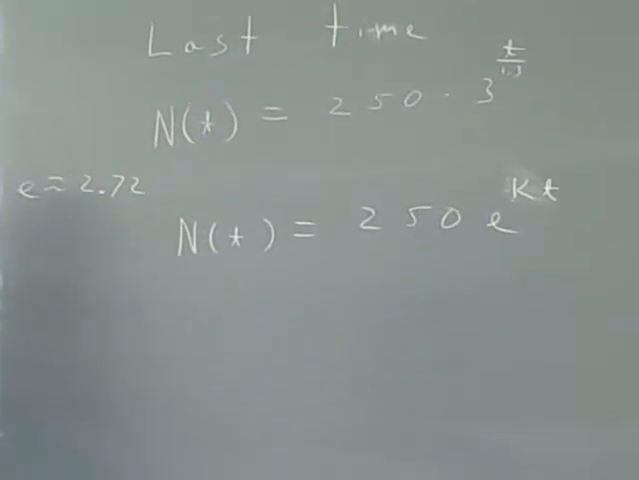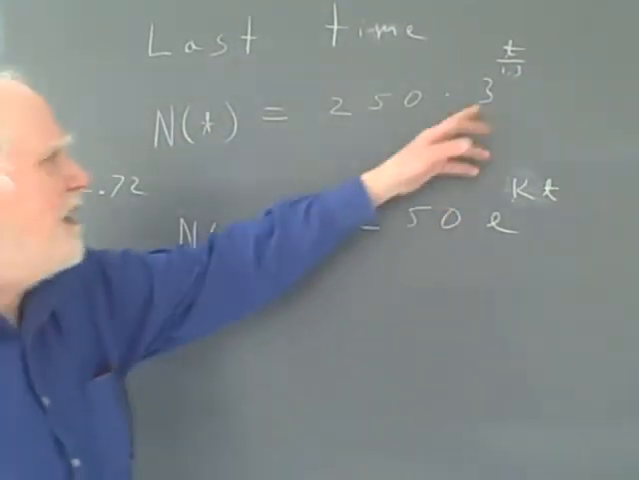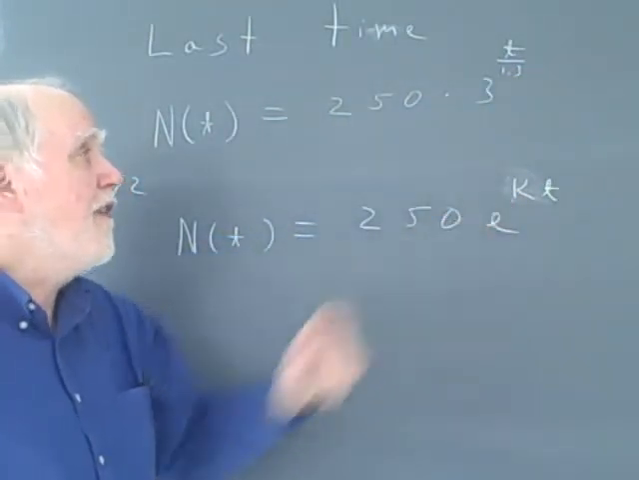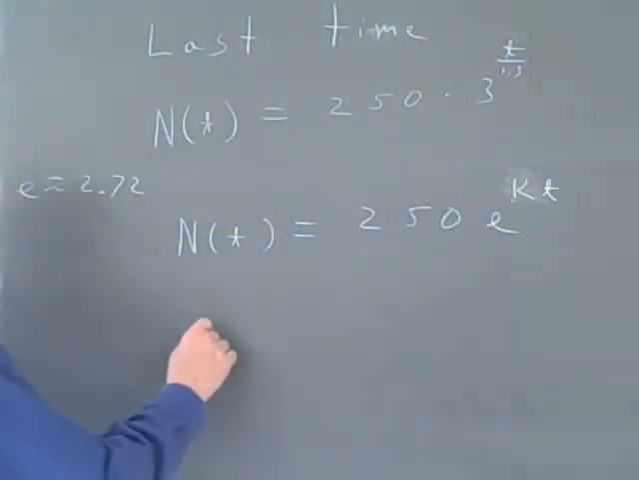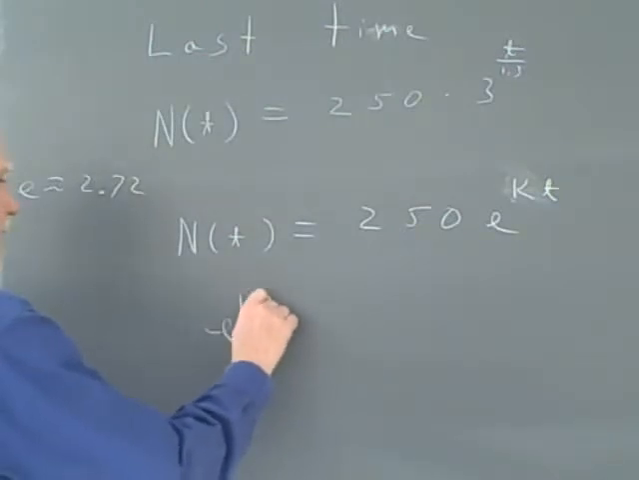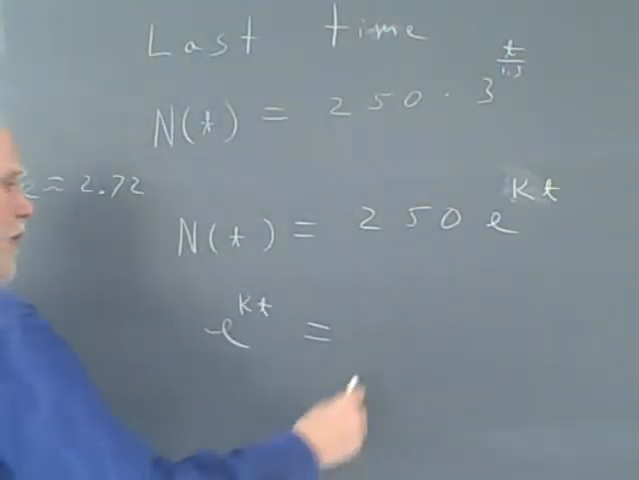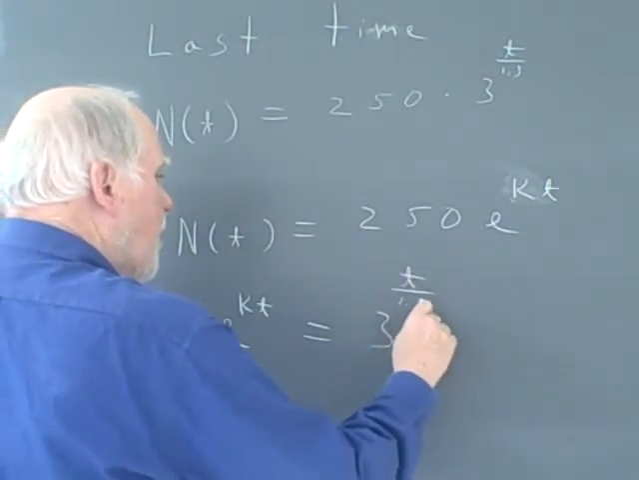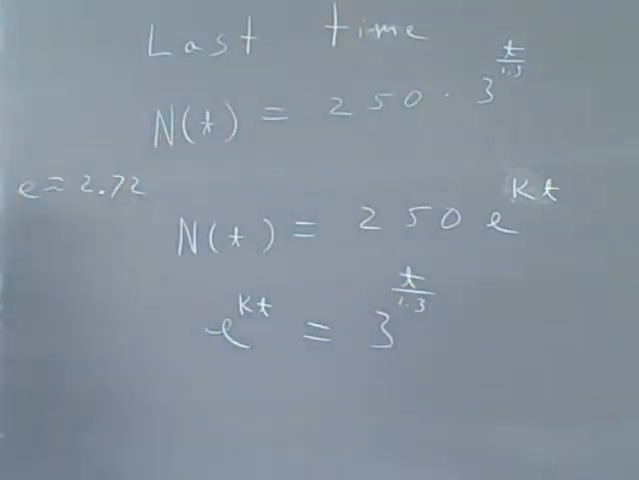So we're going to take this 3 to the t over 1.3 and change it to e to the kt, but we've got to find out what k is. So we say e to the kt equals 3 to the t over 1.3, and I want to find k. It looks like I have two variables there, but you'll see what will happen. It'll come out in the wash. And of course, this is an exponential equation. I want to solve for k.